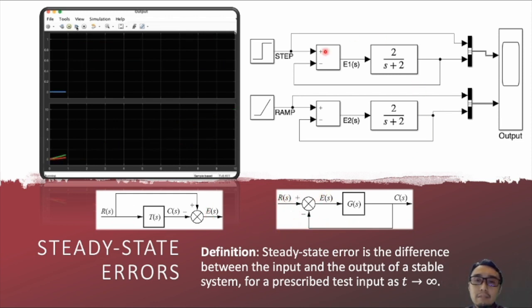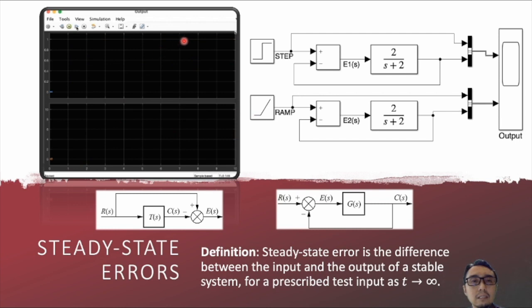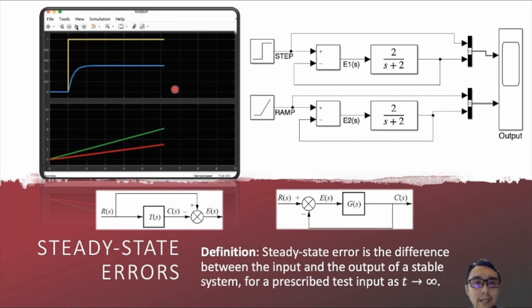And for example, I've plotted the response of a negative unity feedback system, and you can see that in the steady state, there are errors occurring consistently. In the first case, when you have a step input, the error is constant. At every time instant there is a constant error.